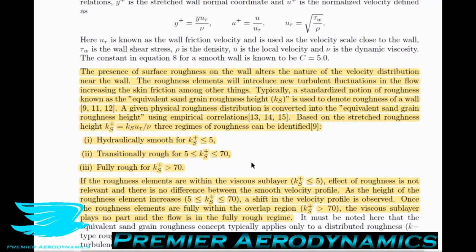So the presence of surface roughness on the wall alters the nature of the velocity distribution near the wall. The roughness elements will introduce new turbulent fluctuations in the flow, increasing the skin friction, among other things. So we mentioned that briefly.